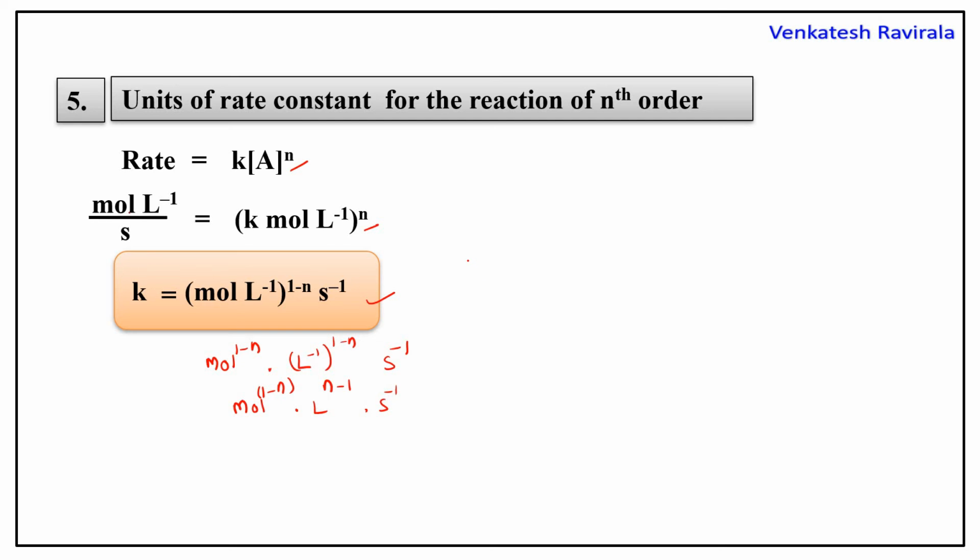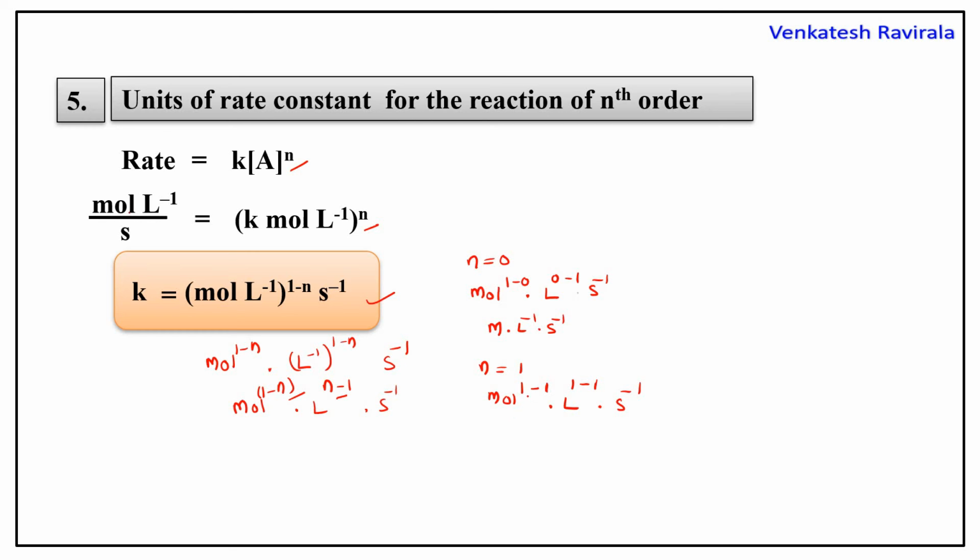Now if n equals 0 order, substitute in this formula: mole 1 minus 0, L 0 minus 1, per second. So what do we get? Mole per liter per second. If n equals 1, substitute in this formula: mole 1 minus n. What is n here? 1. Next, L 1 minus 1, because it is n minus 1, and per second.